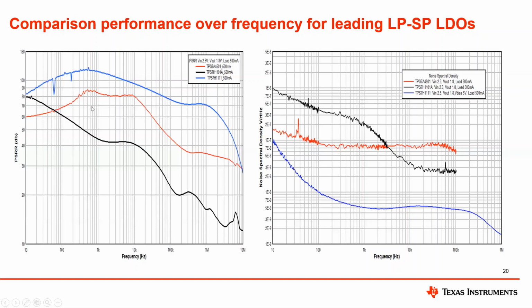Where the 1111 starts having significant impact is in the higher frequency range, to eliminate a lot of the harmonics coming from switching regulators. Even at 1 megahertz, you're still getting about 70 dB of performance, a substantial improvement from our other LDOs in the market. Similarly, you'll find that the 7H1111 has very low output noise in comparison to the 1101A as well as the 7A4501.